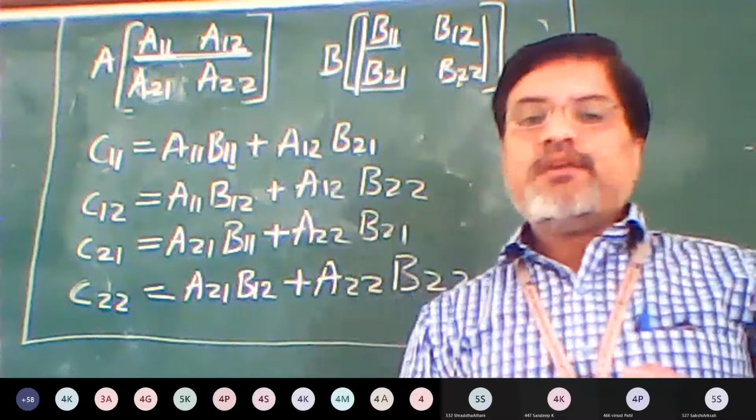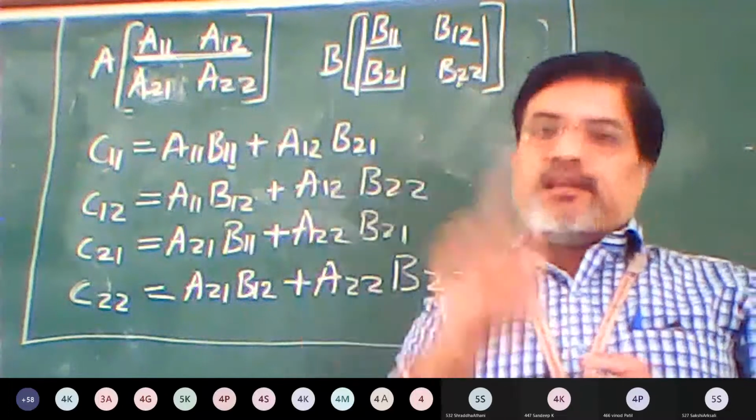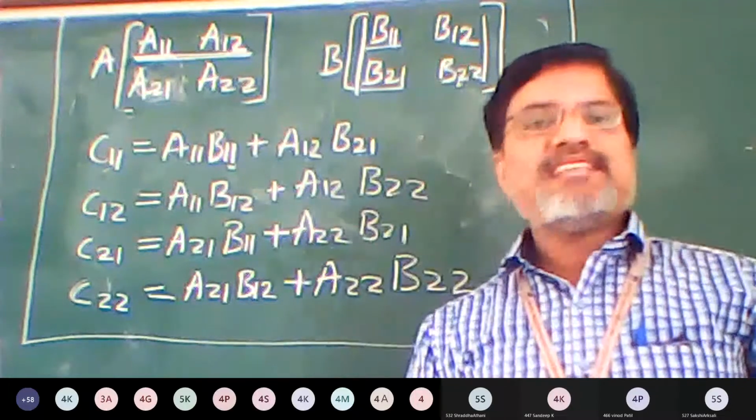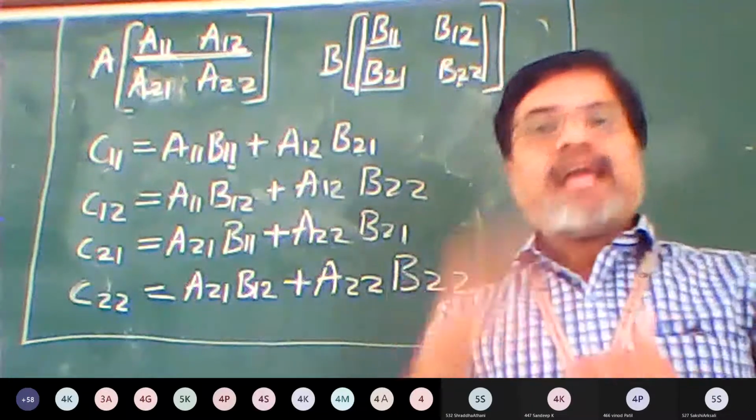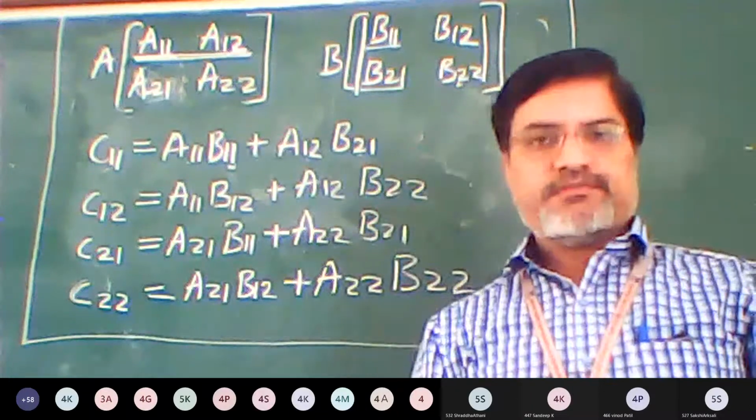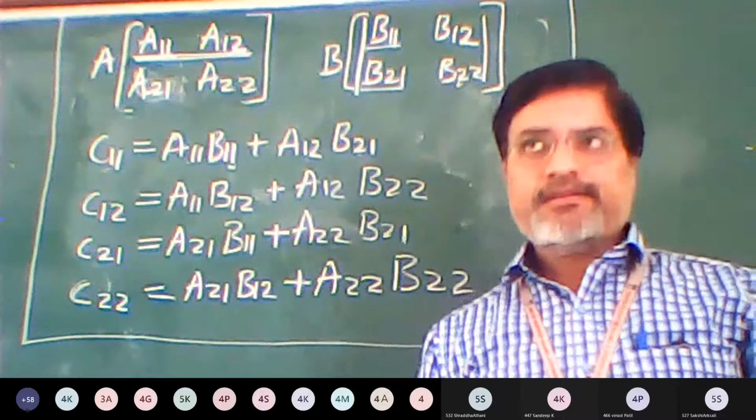Multiplication is nothing but what? Repeated addition of the numbers. Can we say something like that? Multiplication operation is nothing but repeated addition of the numbers. Can we make such a statement?